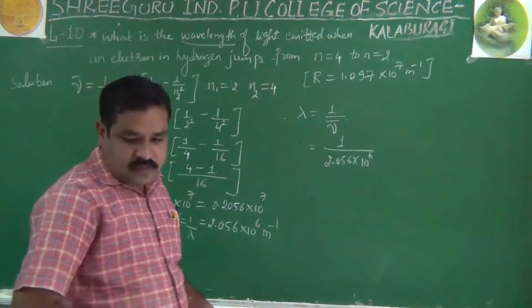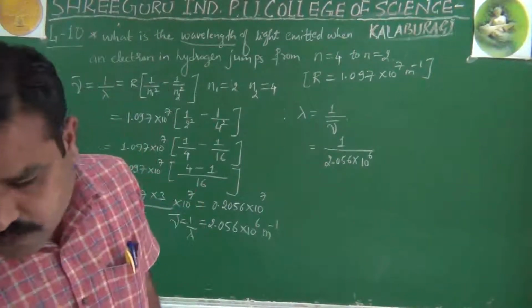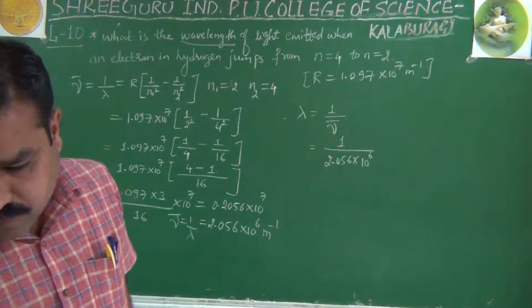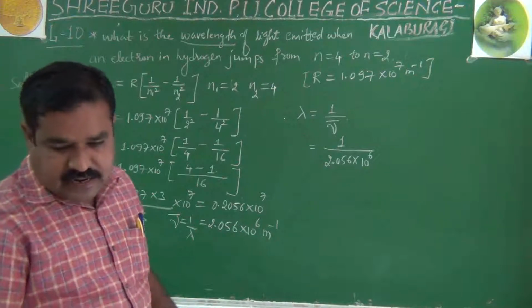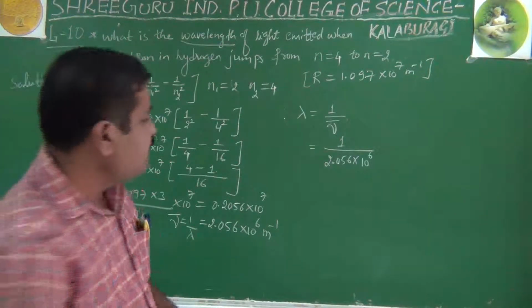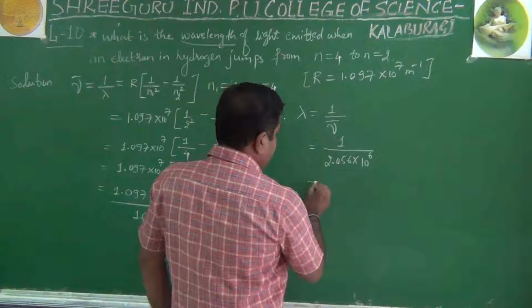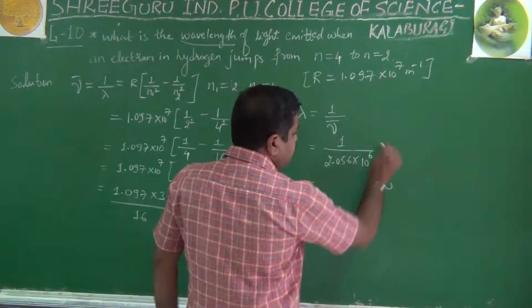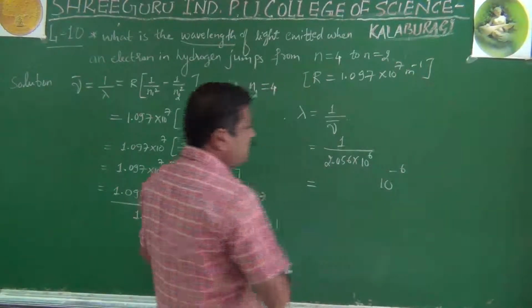See, this here, you will get exactly 4.86 into 10 raised to minus 7. Because this will get, if you take its upper side, 10 raised to minus 6.